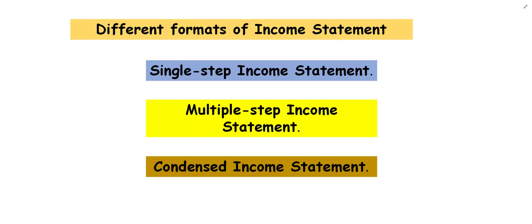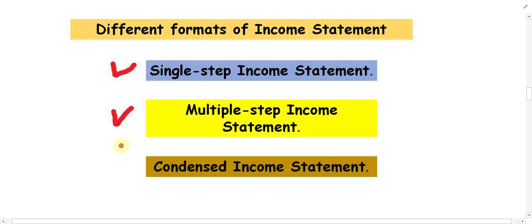If you remember in the previous videos, we have discussed the income statement. But basically, income statements cannot be only in one format, they can be in different formats. So what are the different formats of income statements? Income statements can be in the following formats. For example, it can be a single step income statement. It can be a multiple steps income statement. Also, it can be a condensed income statement.